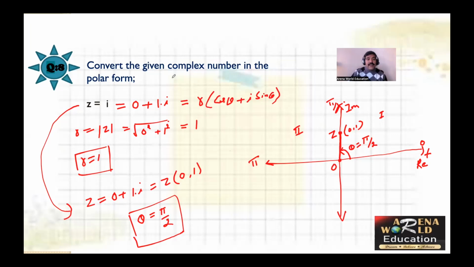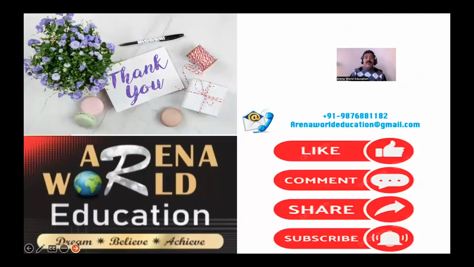So what is your final answer? Yes, R is 1. So 1 into cos pi by 2 plus iota into sine pi by 2. In this way, you can write this complex number in polar form, right? I hope everybody is clear. So this is all about today's session. So we have completed complex numbers.